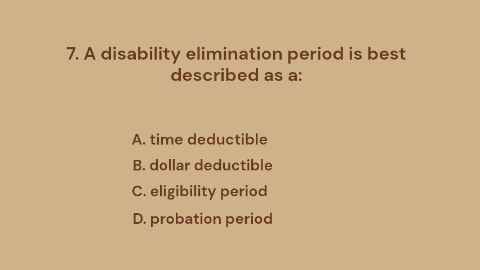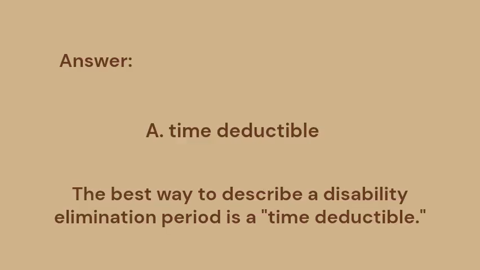7. A disability elimination period is best described as a: A. Time deductible. B. Dollar deductible. C. Eligibility period. D. Probation period. Answer: A. Time deductible. The best way to describe a disability elimination period is a time deductible.